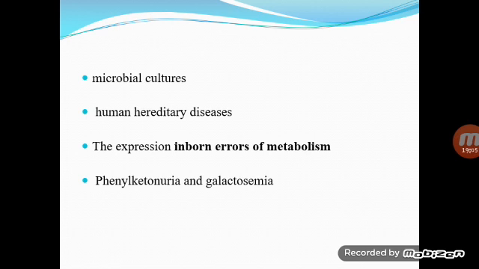Then the expression "inborn errors of metabolism" has been used to describe such biochemical disorders. There are two examples of inborn errors of metabolism, like phenylketonuria and galactosemia. These are the two genetic disorders which are related to biochemical mutations.